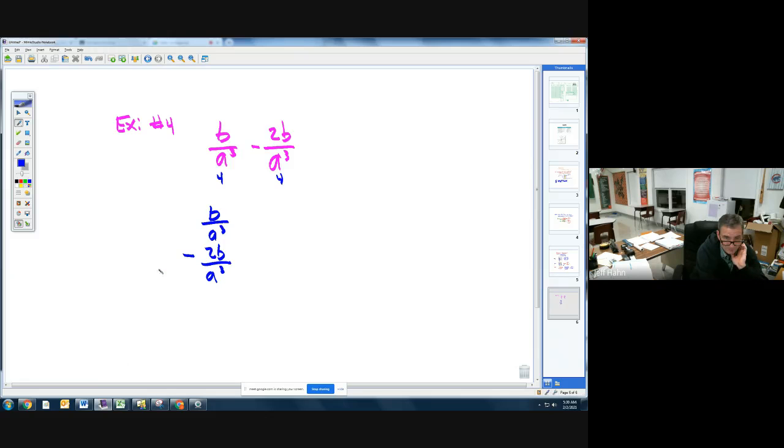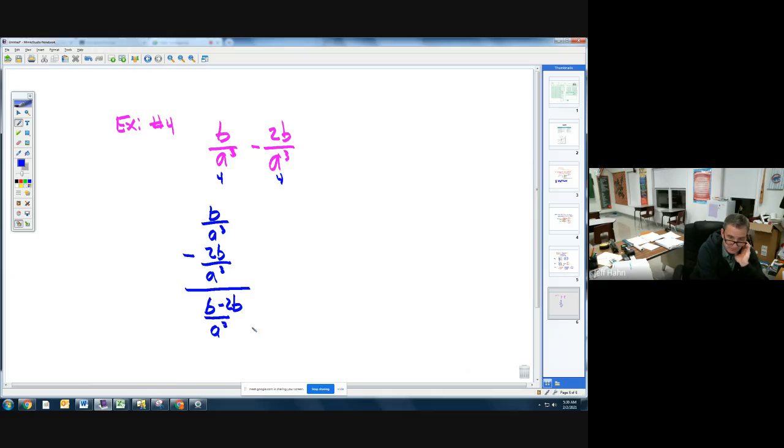And you remember the deal with fractions is if these were both 4s, they have common denominators. So I don't need to make them common denominators because they already have common denominators. What happens when you add or subtract fractions together? The denominator stays the same. So I'm going to end up with an a cubed here because they're both a cubes. And what do I do? I just add or subtract the tops. And what happens? I have b minus 2b.